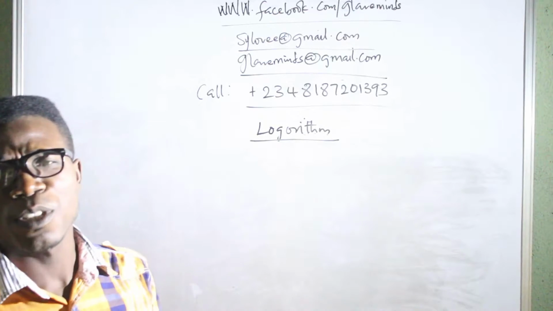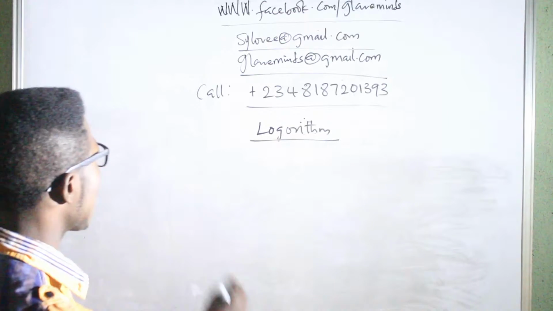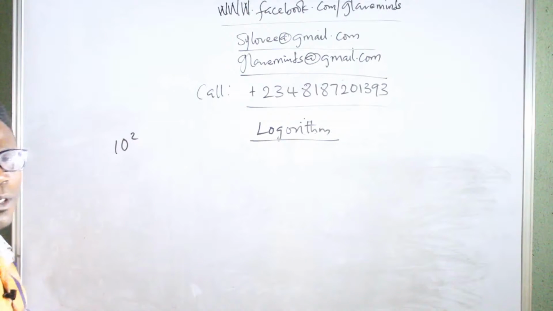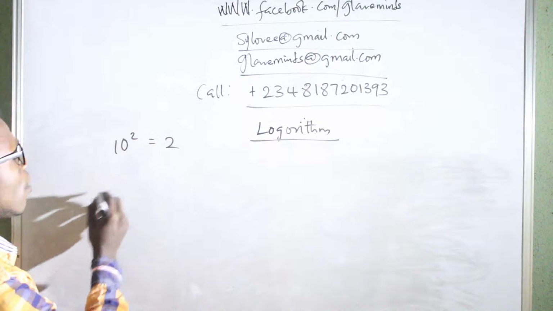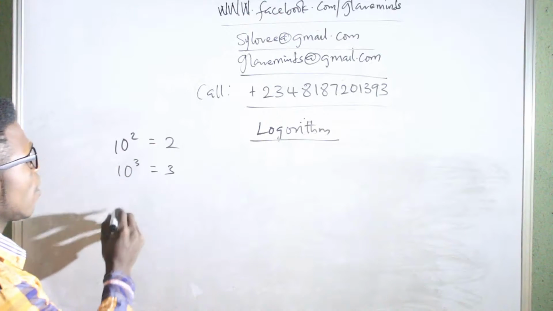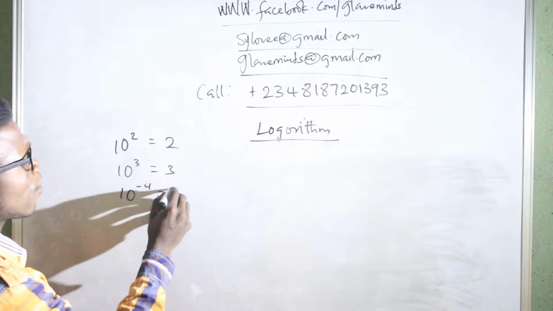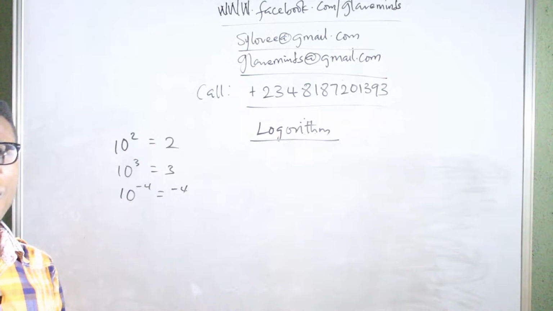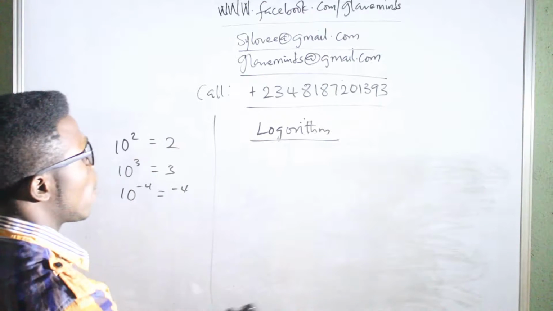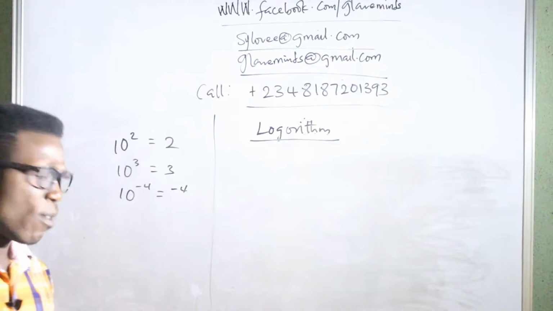Logarithm is the power to which a base is raised. For example, the power to which base 10 is raised to give 10 to the power 2 is equal to 2. The power to which base 10 is raised to give 10 to the power 3 is 3. The power to which 10 is raised to give 10 to the power minus 4 is minus 4. This is called the logarithm of a number. There are rules and regulations or laws that govern logarithm.